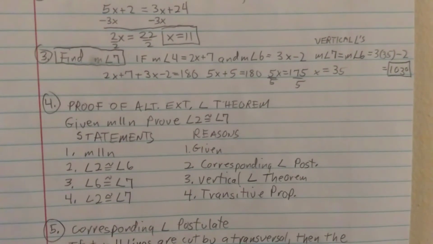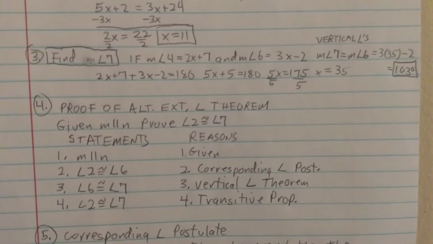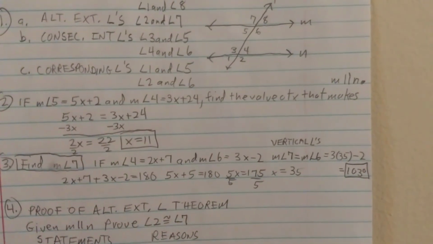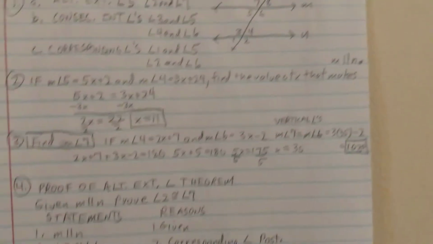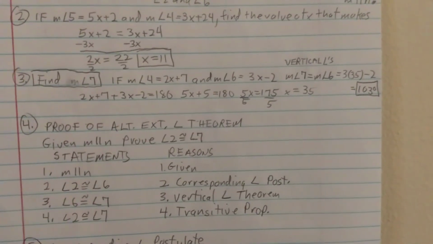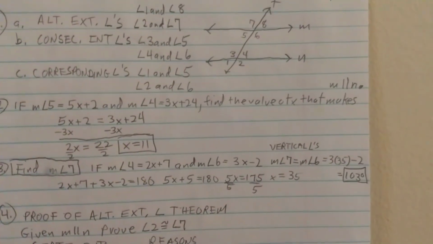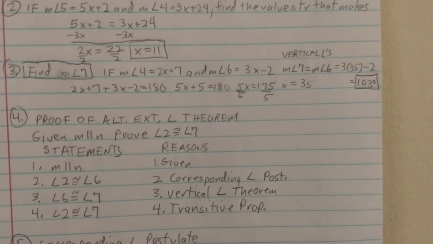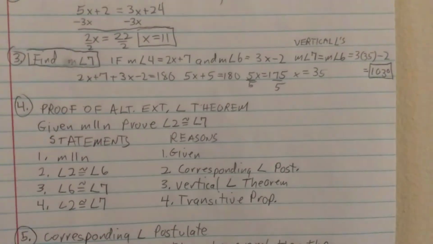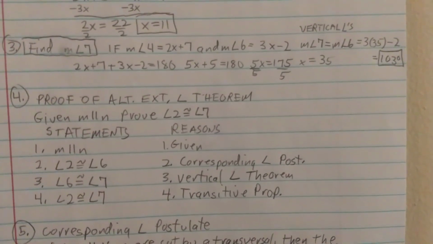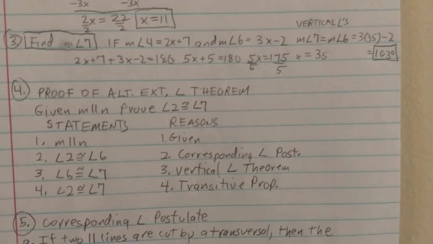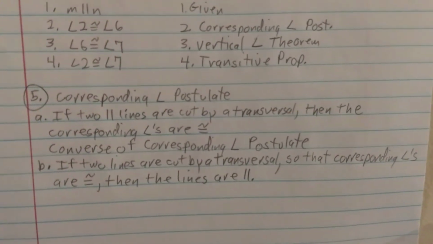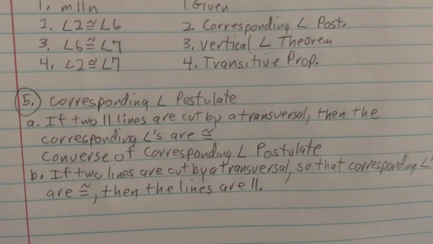And then the proof of the alternate exterior angle theorem using the same angles. Given m parallel to n, prove that angle 2 is congruent to angle 7. Well, we start with m is parallel to n, given, and then angle 2 is congruent to angle 6, corresponding angle postulate. Angle 6 is congruent to angle 7, the vertical angle theorem, and angle 2 then is congruent to angle 7 by the transitive property.